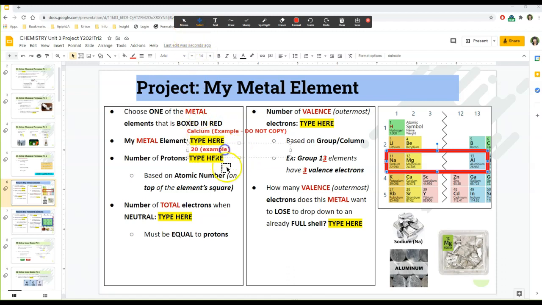For you, if you're taking a look at sodium, the numbers that you're looking at are up here. So sodium, magnesium, aluminum, right there.